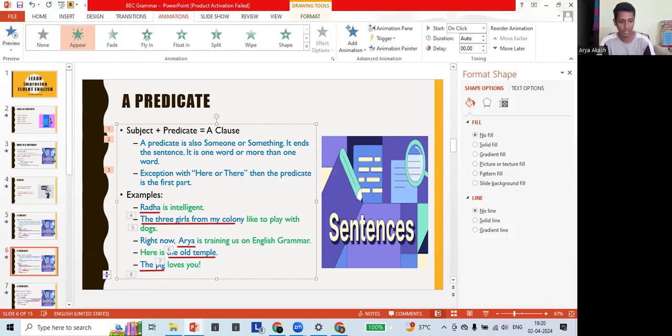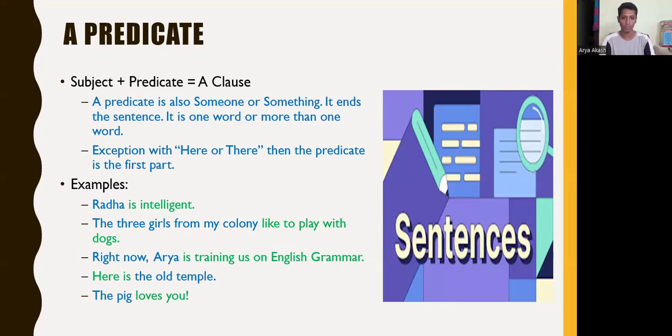All right. So the exception is when we start a sentence with here and there, then the predicate is the first part, which means here and there becomes the predicate. Let me explain in the form of examples. So we already know that Radha is a subject. Then what is the predicate? There are only two parts of a sentence, isn't it?